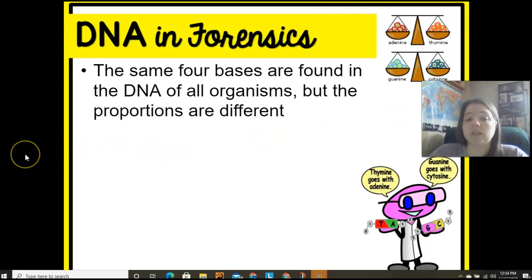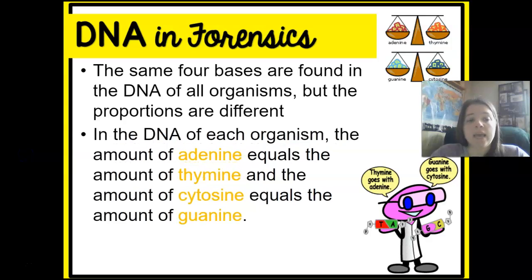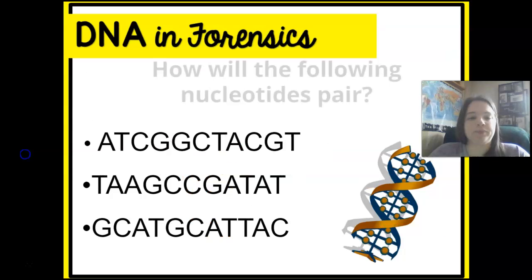The same 4 bases are found in the DNA of all organisms, but the properties are different. In the DNA of each organism, the amount of adenine equals the amount of thymine, and the amount of cytosine equals the amount of guanine. So A equals T and C equals G. Why? Because they match up.